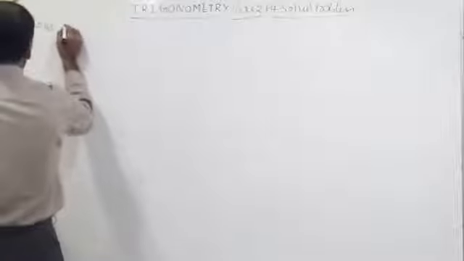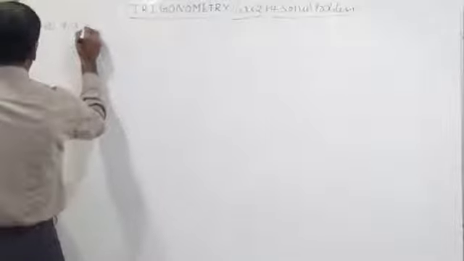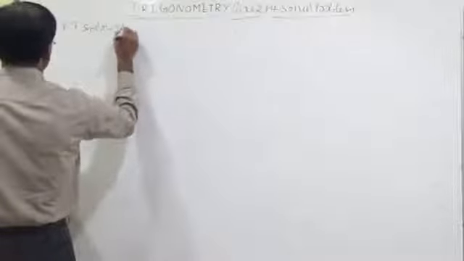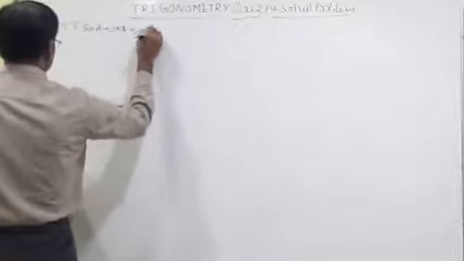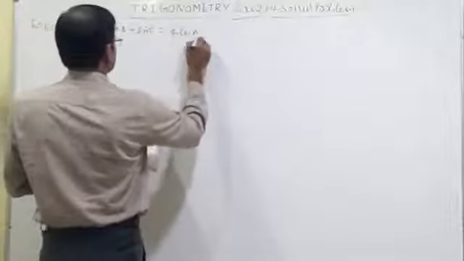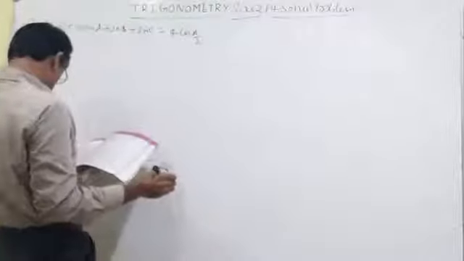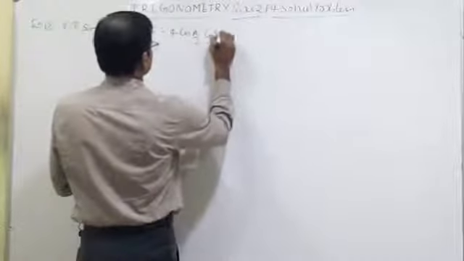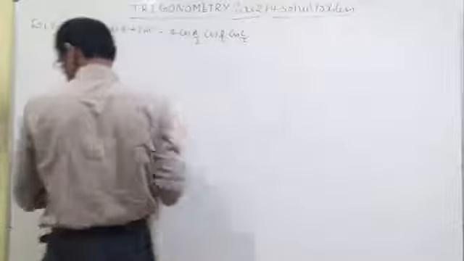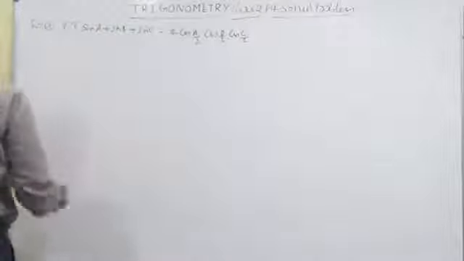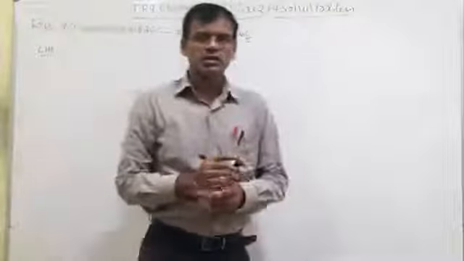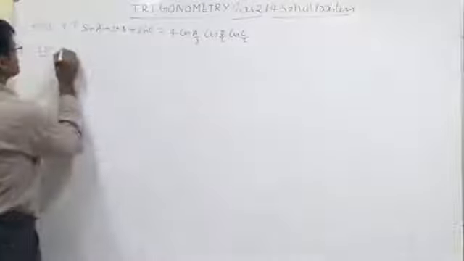If A, B, C are angles of a triangle, then prove that sin A plus sin B plus sin C is equal to 4 cos A by 2 cos B by 2 cos C by 2. Taking LHS, sin A plus sin B can be written using the sin C plus sin D concept.